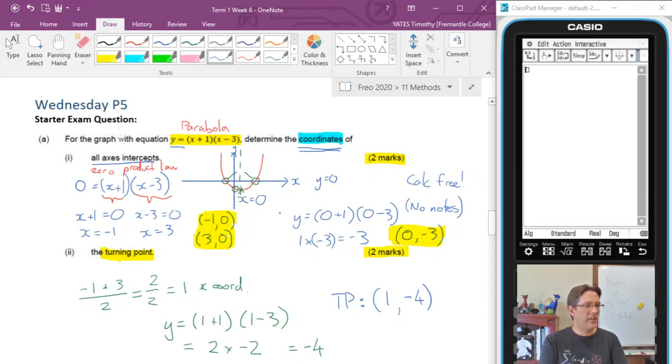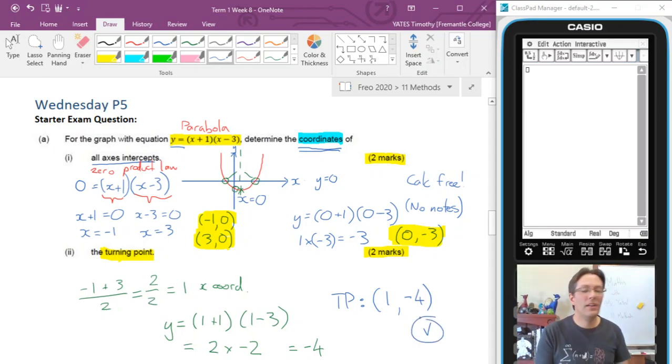Again, let's do a sanity check. Does that look about right? Yep, it's gone across by 1. It is lower than our y-intercept, which was at negative 3. So I can say with a good degree of confidence that I've done the right thing here.